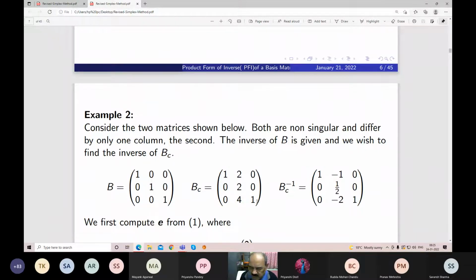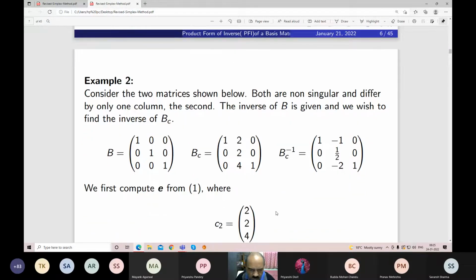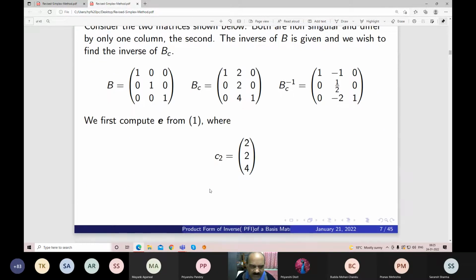Yes. Second column is different. Earlier it was the first column, now the second column is different. Now what should you do? R equal to 2, we take C2. C2 equal to 2, 2, 4, the second column. Now with respect to C2, what will you do?